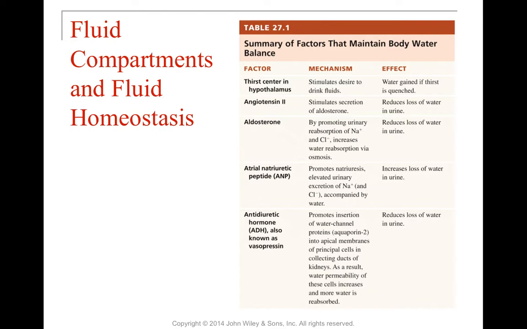ANP is going to do the opposite of that. ANP is going to promote natriuresis, which is the increase in the secretion of sodium and chloride in the urine. And that elevated excretion of urinary sodium and chloride is then going to be accompanied by an elevated excretion of water, because again, water is going to follow wherever the ions go. So that's going to result in an increased loss of water in the urine, and obviously less water retention by the body.